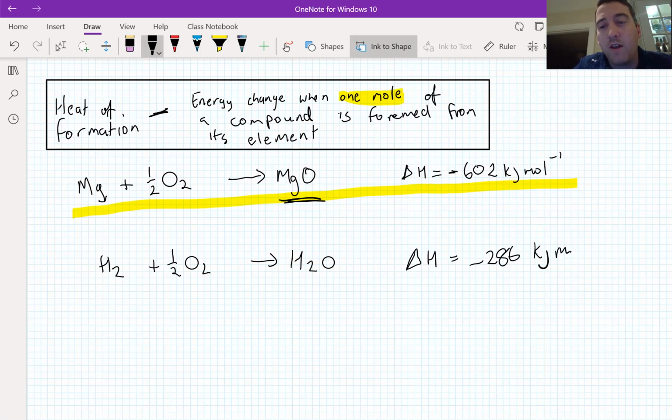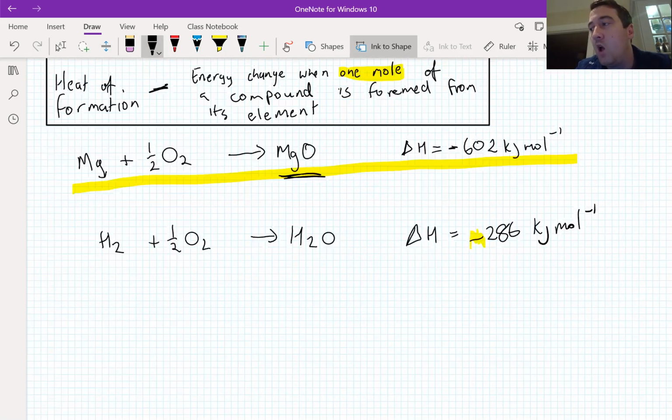Quick bit of revision for you. Is this endothermic or exothermic? Speak your answer out loud now. 1, 2, 3. I'm hoping that you said this is exothermic. How do we know? Well, we know because the sign is negative, and exothermic reactions have a negative heat change.